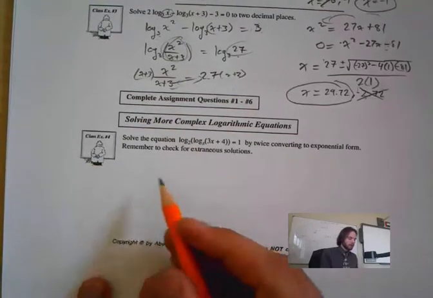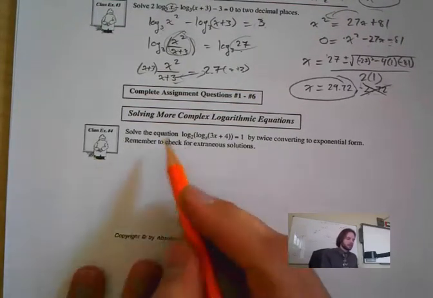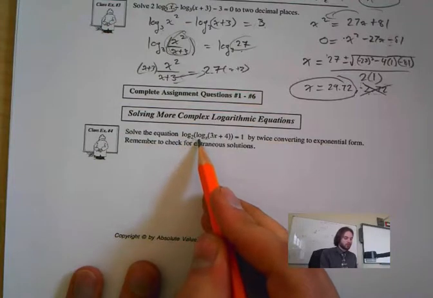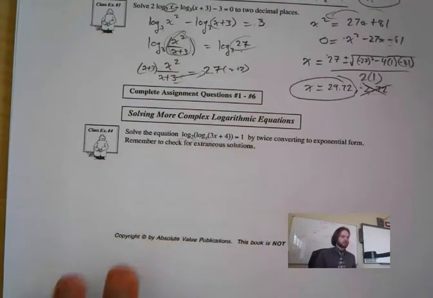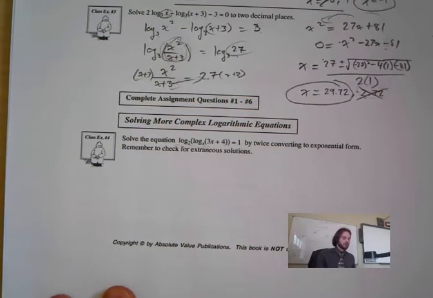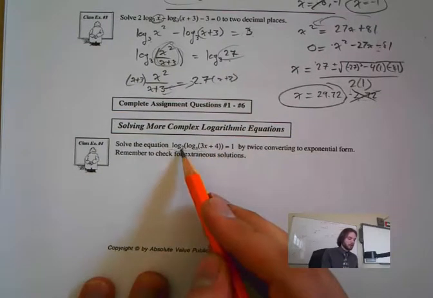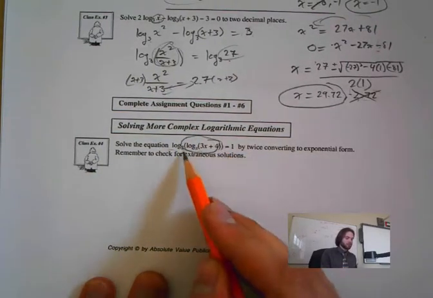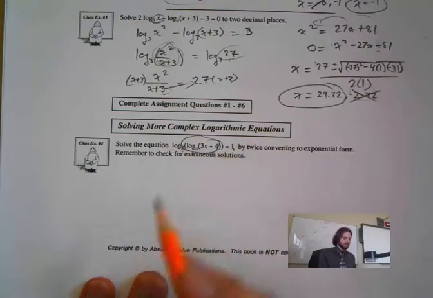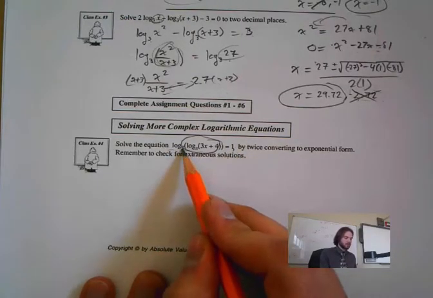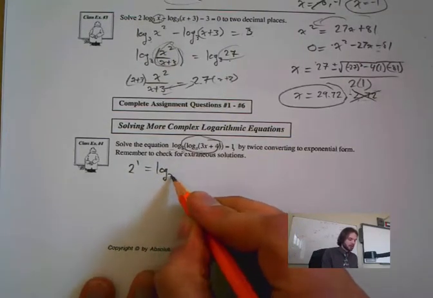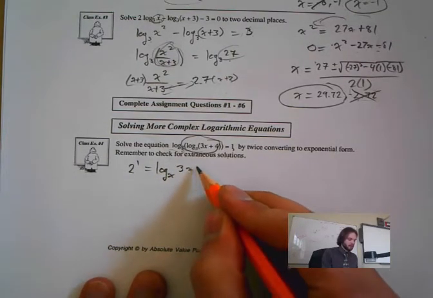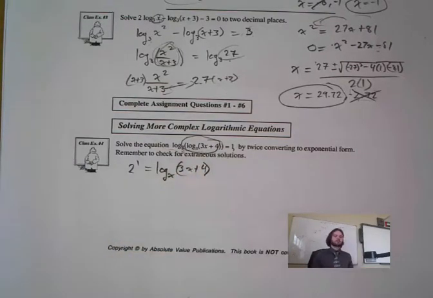Alright, now we're going to look at more complex things. So it says solve the following equation, log base 2, log base x, 3x plus 4 is equal to 1, by twice converting to exponential form. Okay, so we're going to convert to exponential. First of all, I know this here must all equal 2 to the power of 1, right? Because that's what it's saying. If I put it into exponential form, we're saying 2 to the power of 1 is equal to log base x of 3x plus 4.